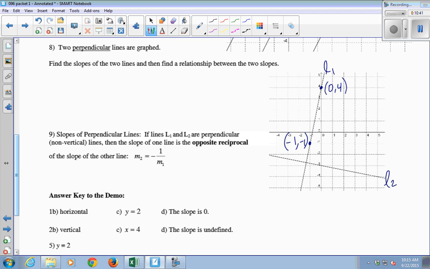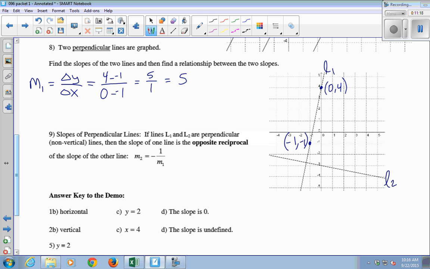Okay, so I've got 2 points on line 1. I want to find the slope. So I'm going to label this m sub 1 to mean the slope of line 1. Okay. So slope is change in y over change in x. So I'm going to subtract the y's. 4 minus -1 over 0 minus -1. So that comes out to 5 over 1, which more simply could be written as 5. Good. All right, so I've got the slope of line 1.